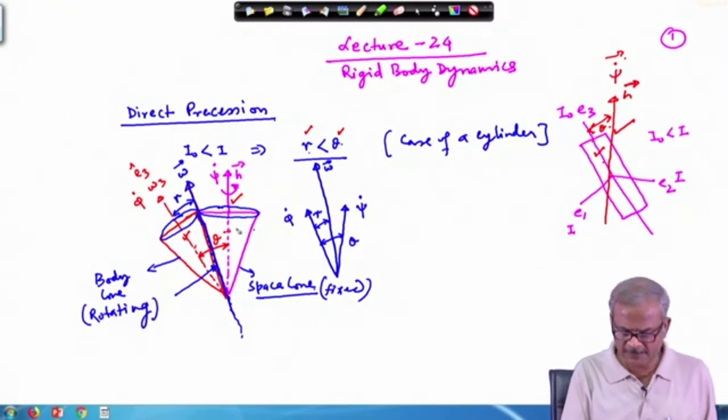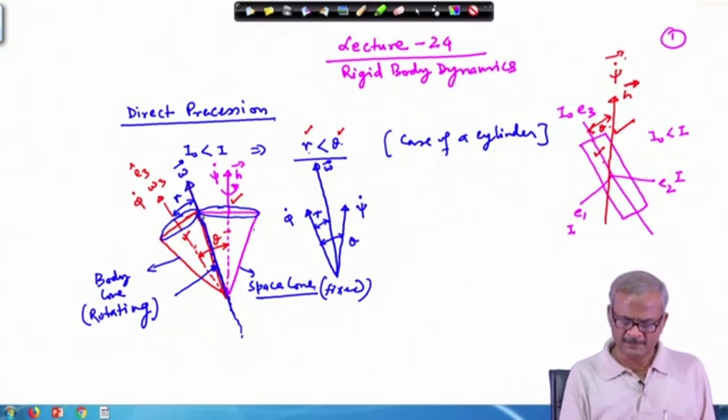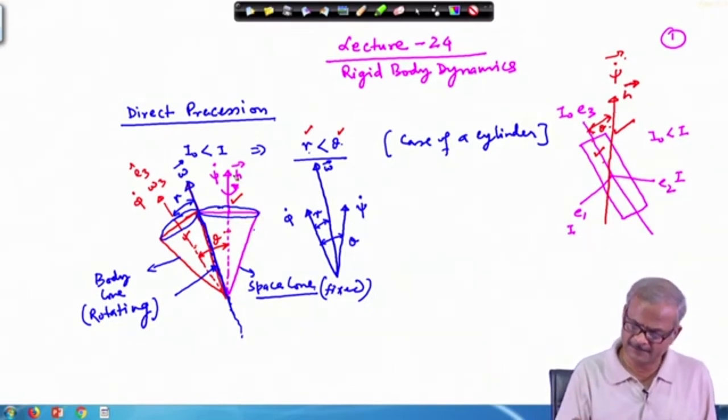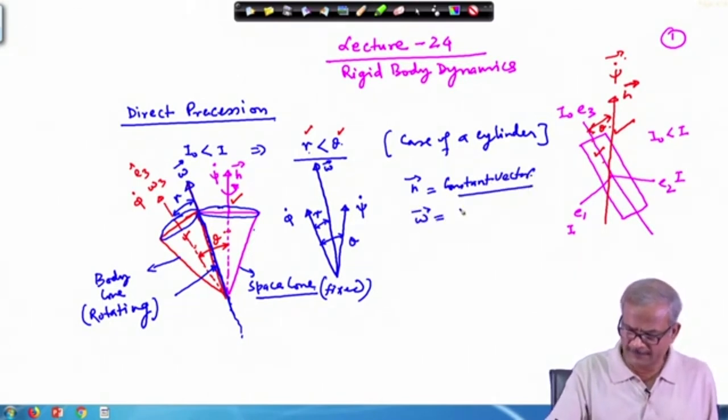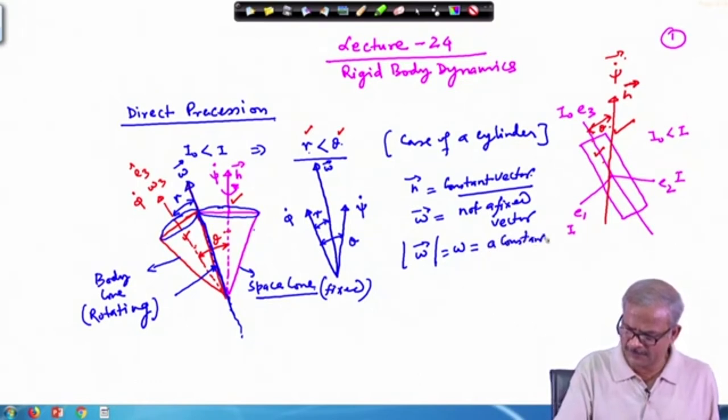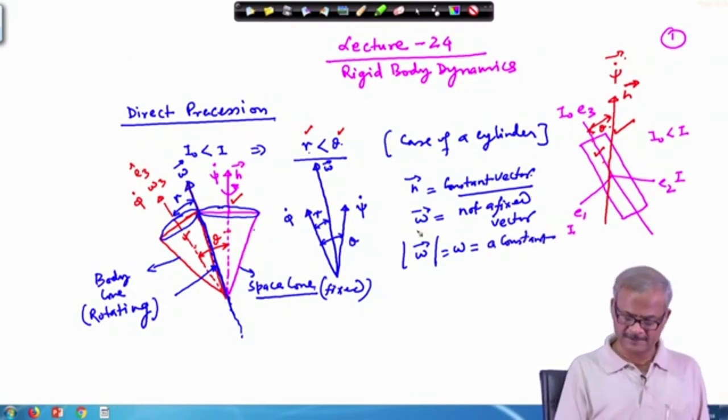So, this particular cone is rolling over this body, and therefore this omega will keep rotating. You can see that the omega vector is rotating. Each vector that is fixed is a constant vector, so it cannot rotate, but omega is not a fixed or constant vector. However, the omega magnitude, which we have written as omega, is a constant. So, magnitude does not change, but the vector direction is changing.